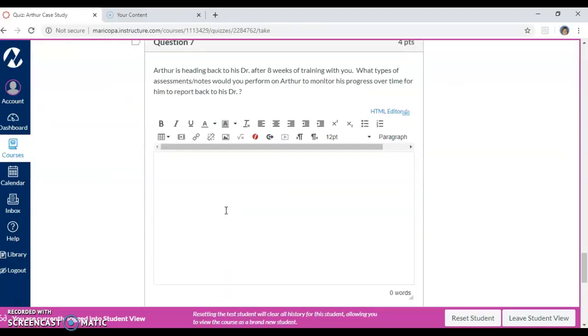Question number 7 was, Arthur's heading back to his doctor after 8 weeks. What types of assessments or notes would you perform on Arthur to monitor his progress and give for him to submit back to his doctor?